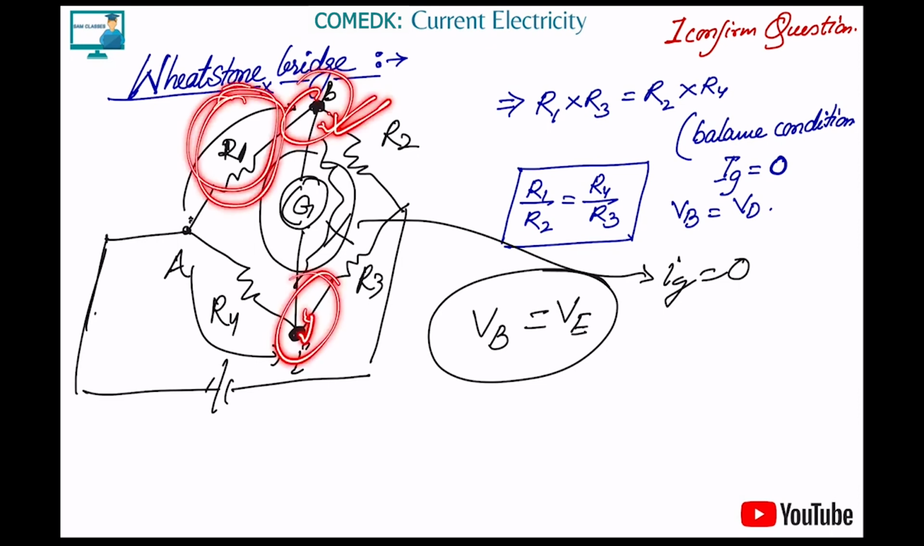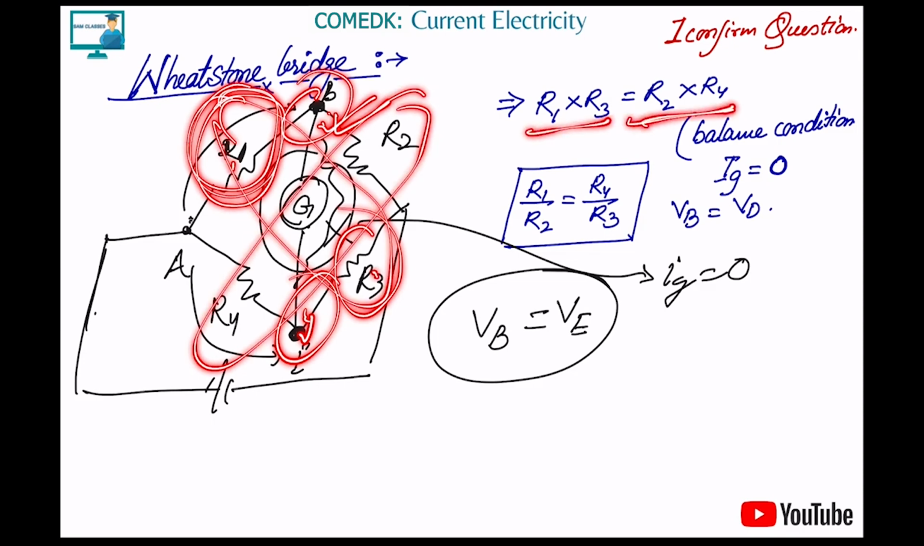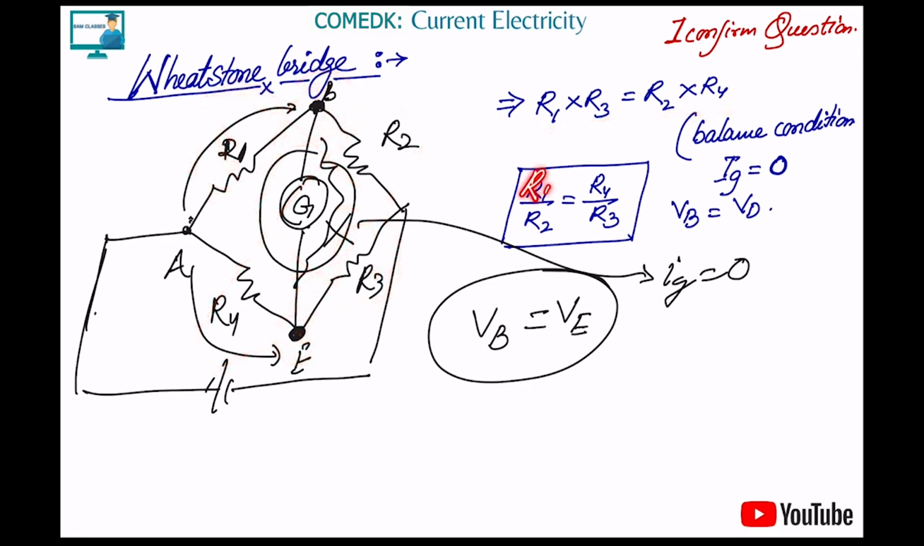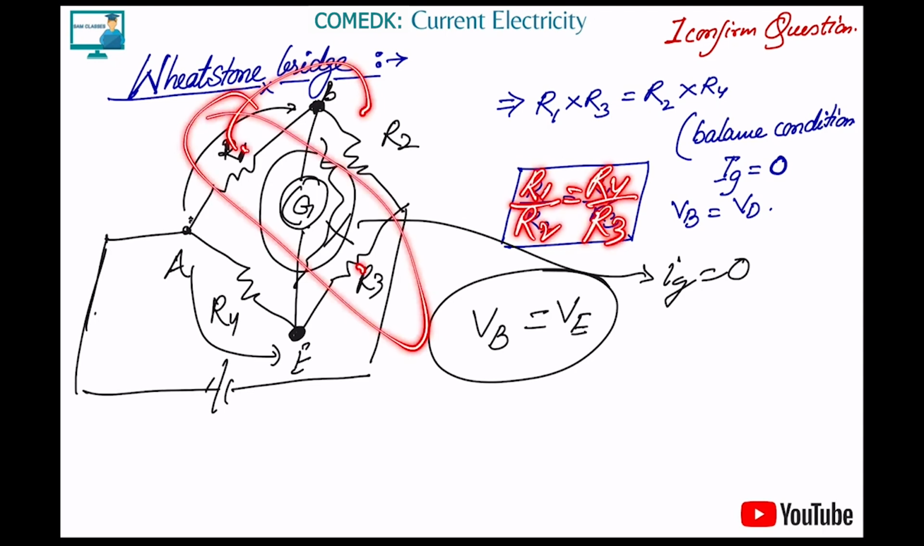So if the potential at these two points is the same, in that case the product of this resistance into this, R1 into R3, is equal to R2 into R4. A lot of people remember it as R1 by R2 is equal to R4 by R3. You can do it by that, or you can do R1 into R3 is equal to R2 into R4, both ways.